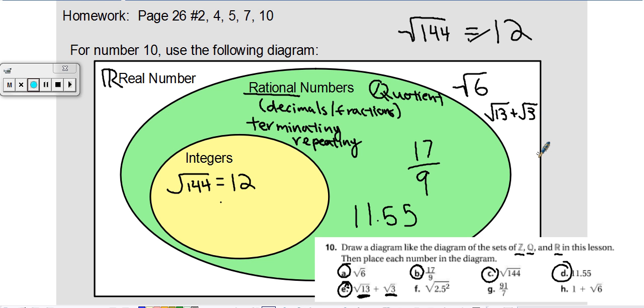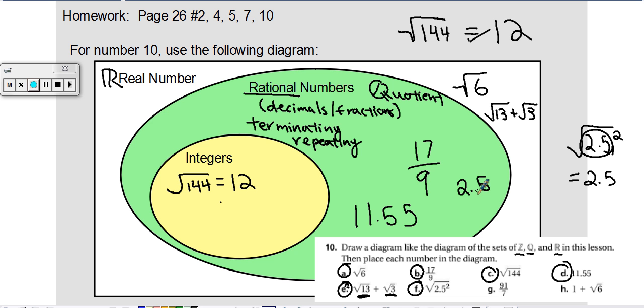What about the square root of 2.5 squared? Well, recall that 2.5 squared, or anything squared and then taking the square root, just gives you that original number inside. So the square root of 2.5 squared just equals 2.5, which is not an integer because it's not one of the counting numbers, positive or negative. It is instead a decimal, so my answer is just 2.5.